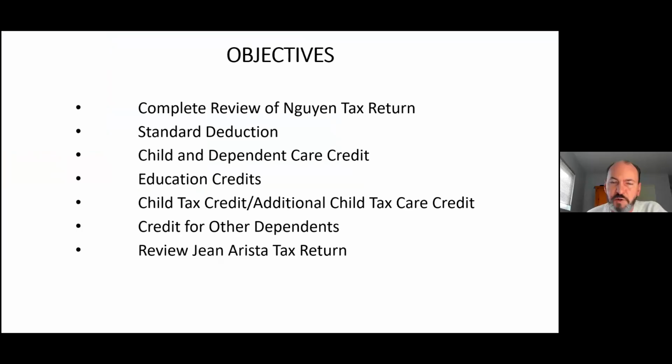So here's our objectives. We're going to do a quick review. We've already talked about the WIN tax return, a couple things I want to address, and then we'll jump into standard deduction, the various credits. We'll spend a lot of time on the child and dependent care credit, the education credit, and then the child tax credit, as I mentioned the first week, that has changed significantly, certainly for the better for parents that have qualifying children. And then we'll talk about that $500 credit for other dependents. And then we have a tax return called the Gene Arista return, and we'll get into that toward the end of the session.